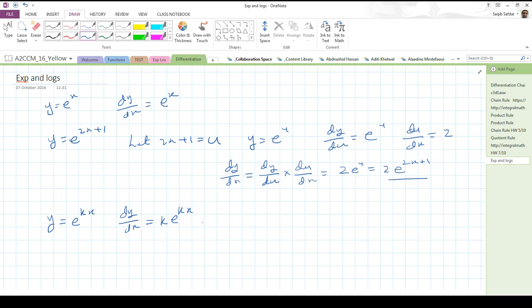Go on. Yeah, but here we've got e to the kx. Yeah. And it's different because of the chain rule that we've just put up.